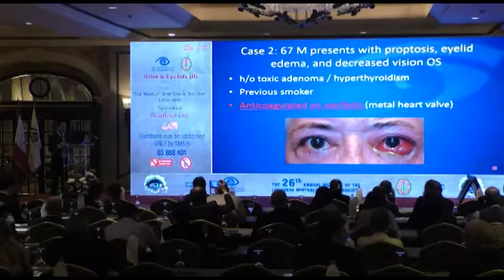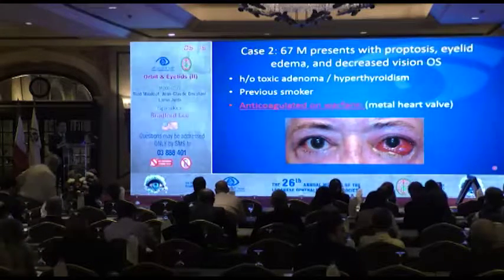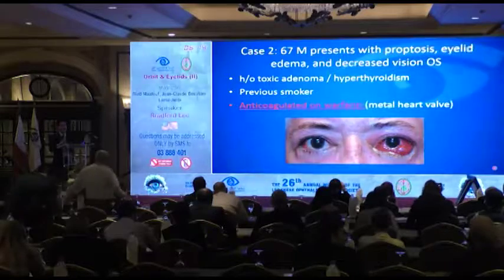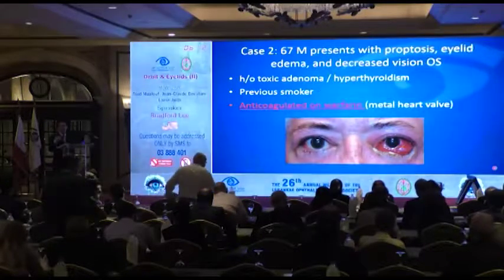So this is another challenging patient of mine. He had a toxic adenoma. He was a previous smoker, and he said, "Doc, I cannot go off my warfarin. I have a metal heart valve."